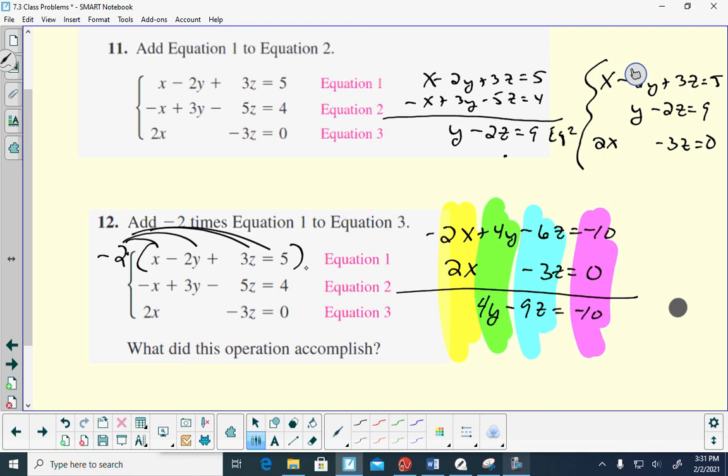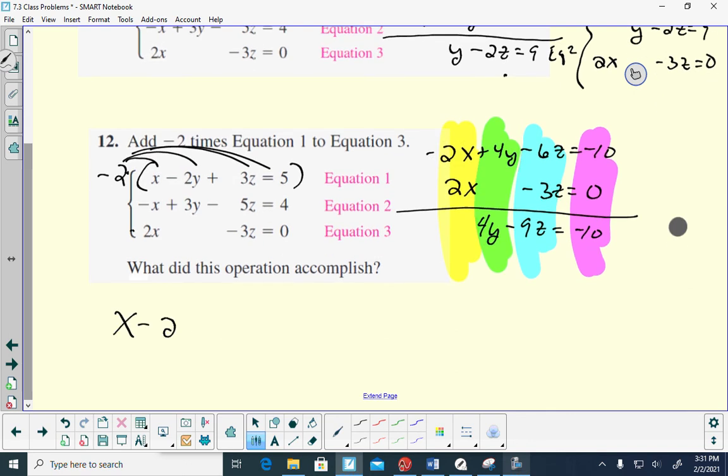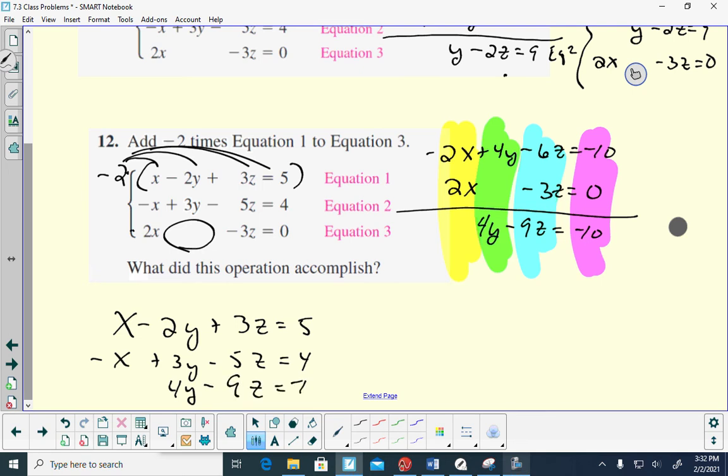And since it said to add it to equation 3, I'm going to make that my new equation 3, which means my first equation is going to stay the same. My second equation is going to stay the same. And now my third equation is going to be that 4y, which notice it didn't have a y before, but when I added it, I added that y to it, is equal to negative 10. And that's my equivalent system.